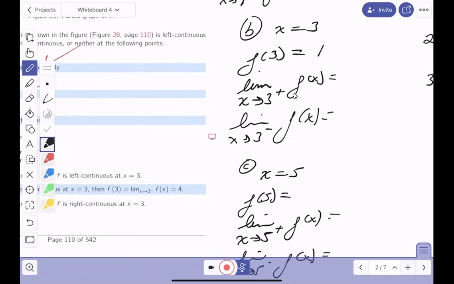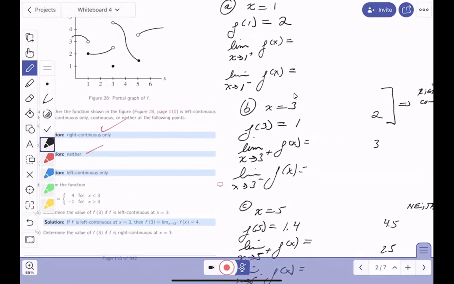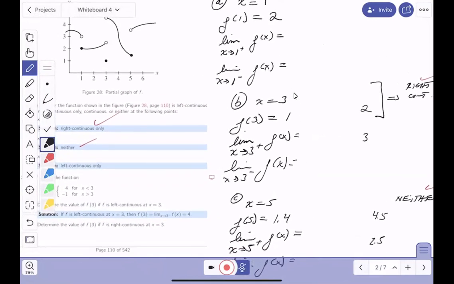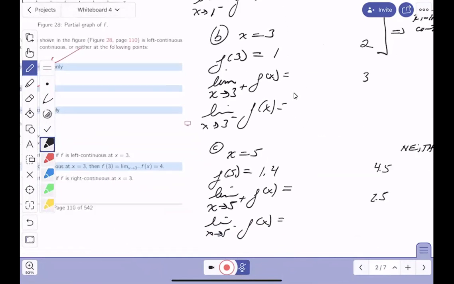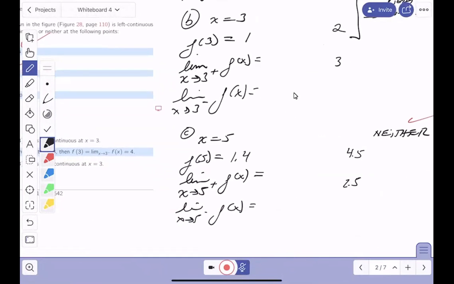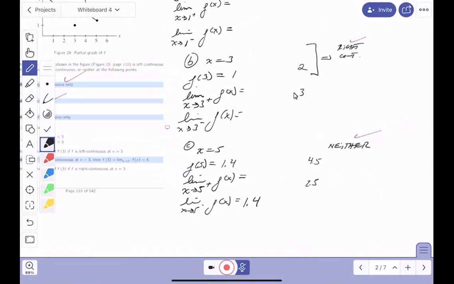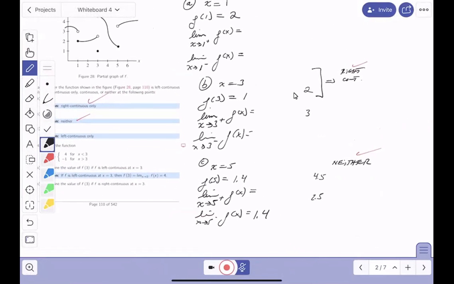Whoops, I get my pen out, right? Let's do left and right. I kind of look at it, and we're doing 5, right? So left would be, well, 1.4. What's right? Let's look at it.